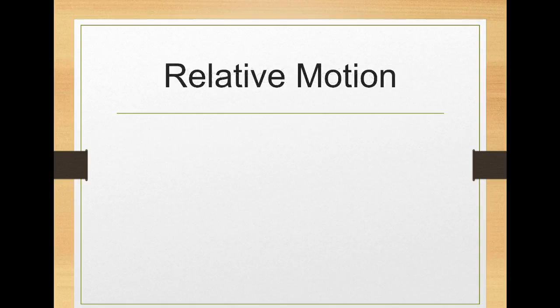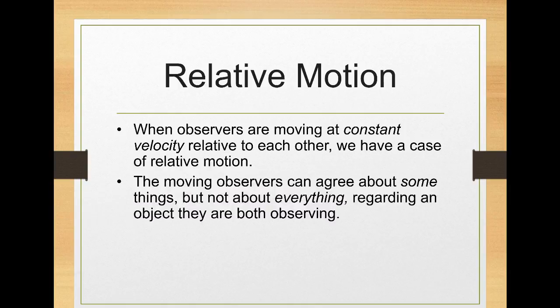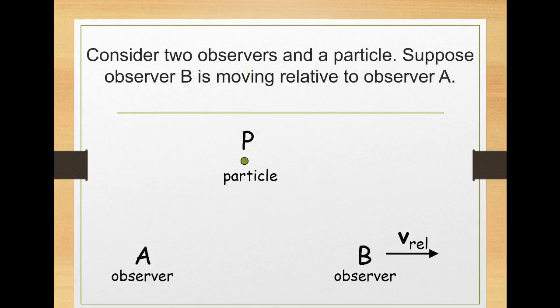Okay, so relative motion essentially is the idea that observers moving at constant velocity relative to each other will think of each other as moving at different speeds. So these moving observers will agree about some aspects of their motion, but not about everything. Let's take a look at a concrete example to see this.